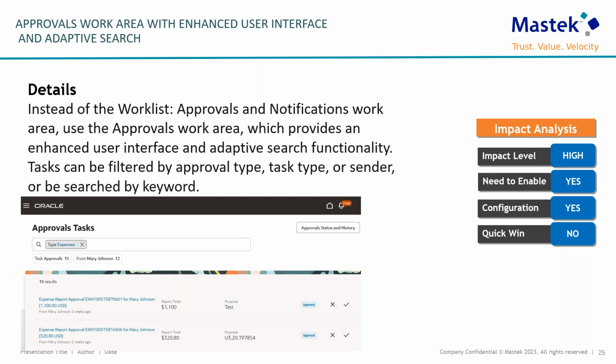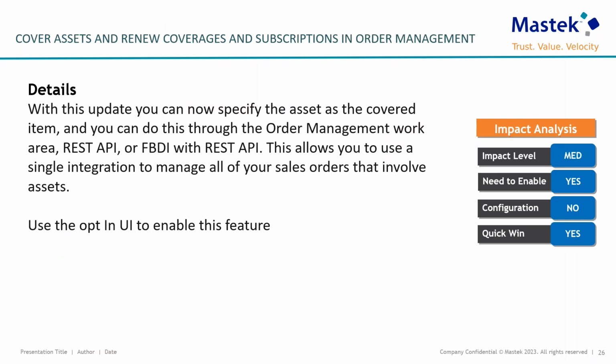It is important to note that while the approvals work area is a useful tool, it doesn't offer the full functionality of the business process management, that is BPM worklist. Therefore, it is available for setup at either the site or user level. It is a high impact for business, and we need to enable this, and there is some sort of configuration for this upgrade. Moving to the next one, that is cover assets and renew coverages and subscriptions in order management.